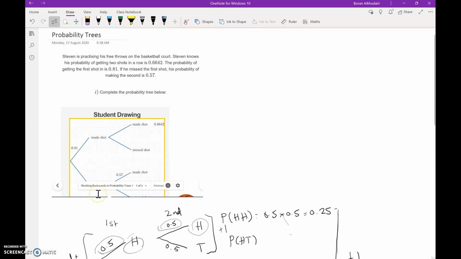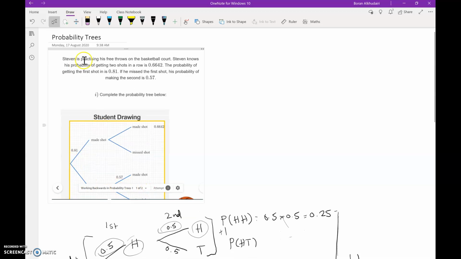So that's the basics of probability trees. But let's look at something like this one. Stephen is practicing his free throws on a basketball court. Stephen knows his probability of getting 2 shots in a row is 0.6642. The probability of getting the first shot is 0.81. If he misses the first shot, his probability of making the second is 0.57.